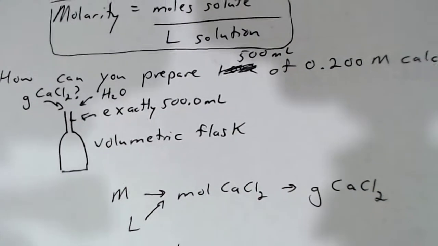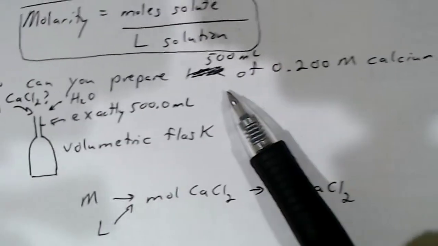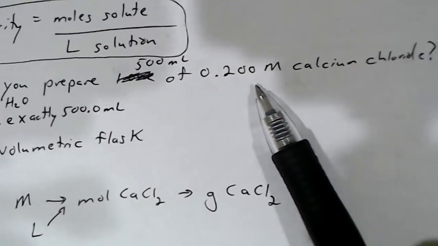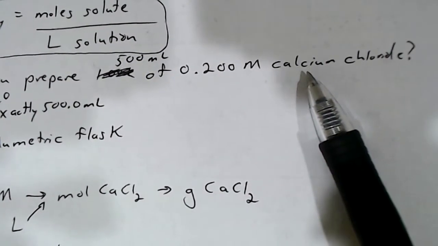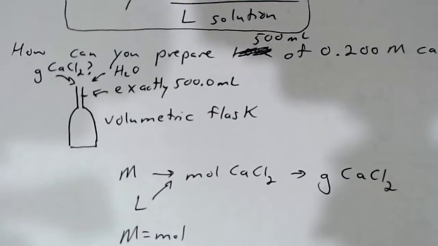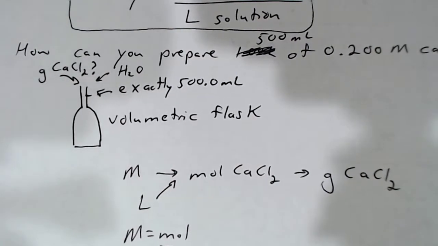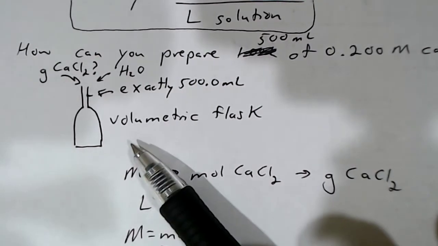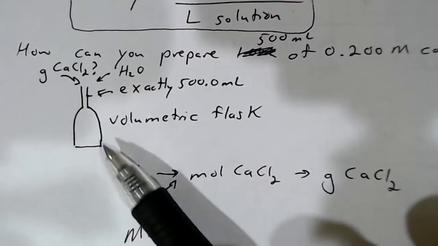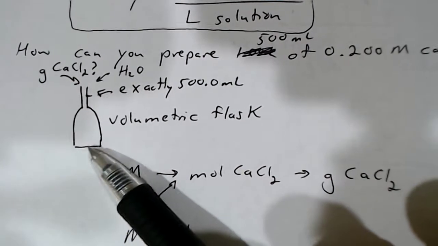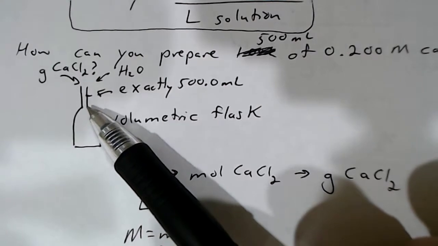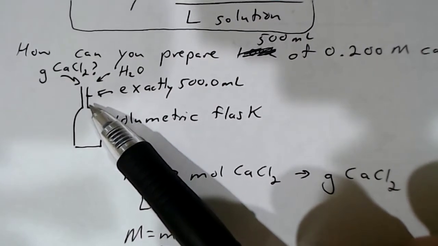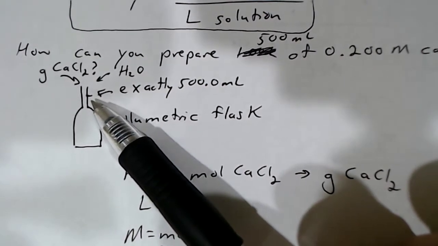So here's a question. How can you prepare 500 milliliters of a 0.2 molar calcium chloride solution? Generally, if you want to prepare a fairly precise molarity of solution, you want to prepare it with a precise volume, and you can do that using a volumetric flask. The volumetric flask is kind of wide throughout most of it, but right near the top it's kind of thin. And there's a line there.